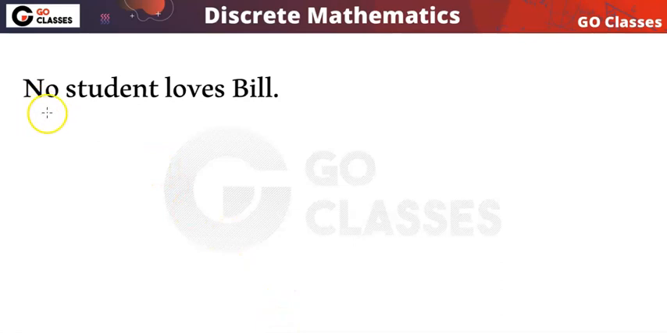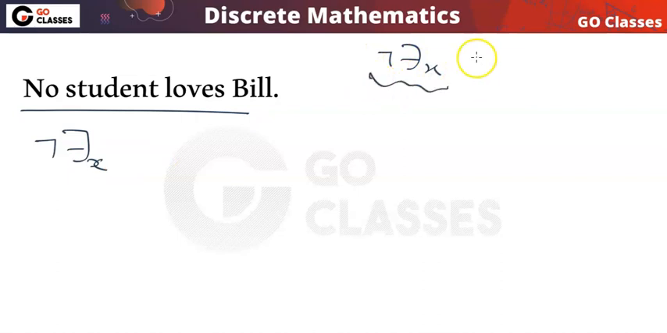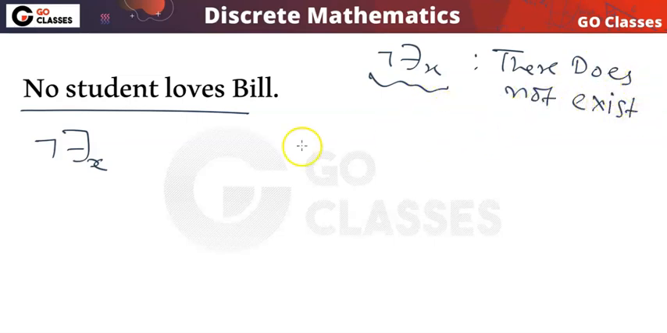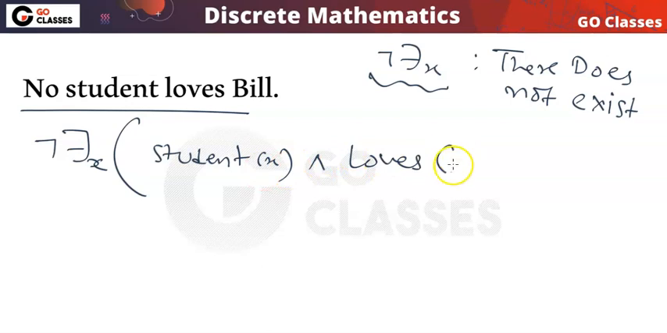Let's see this example. No student loves Bill. What I can say, it means there does not exist. This is the meaning. Now you can notice no student loves Bill. It means there does not exist a student who loves Bill. There does not exist X such that X is a student and X loves Bill. So very simple.